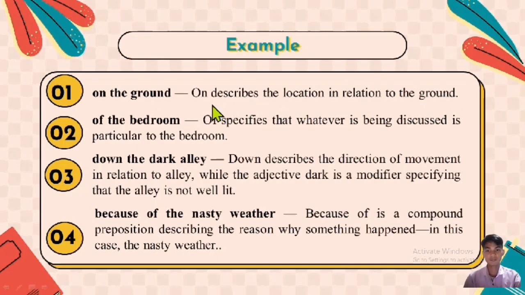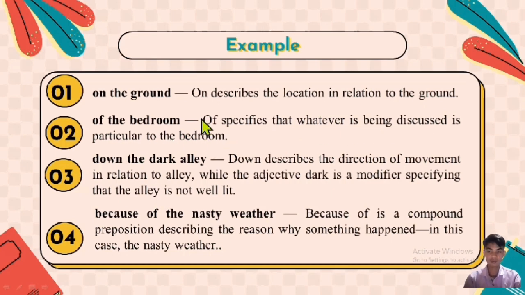"On" describes the location in relationship to the ground. So "on" here describes the ground. So next, "of the bedroom." So we know the preposition here is "of," and it specifies which one is being discussed, in particular the bedroom.